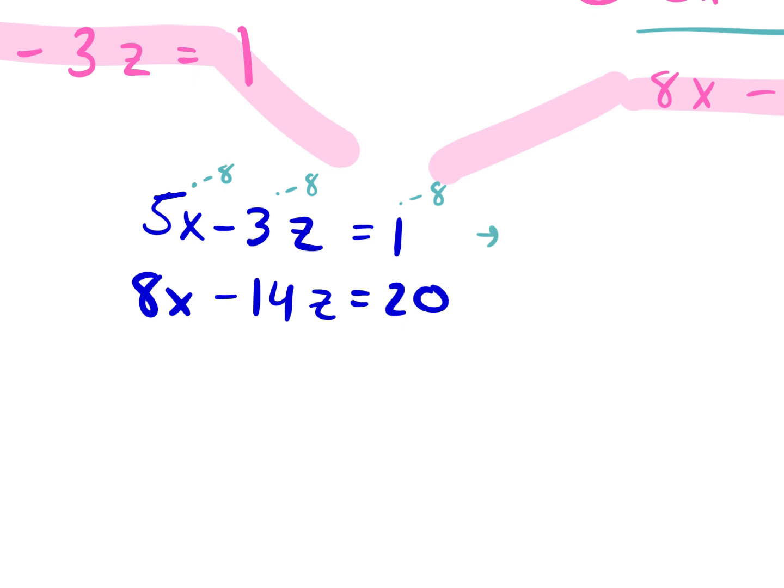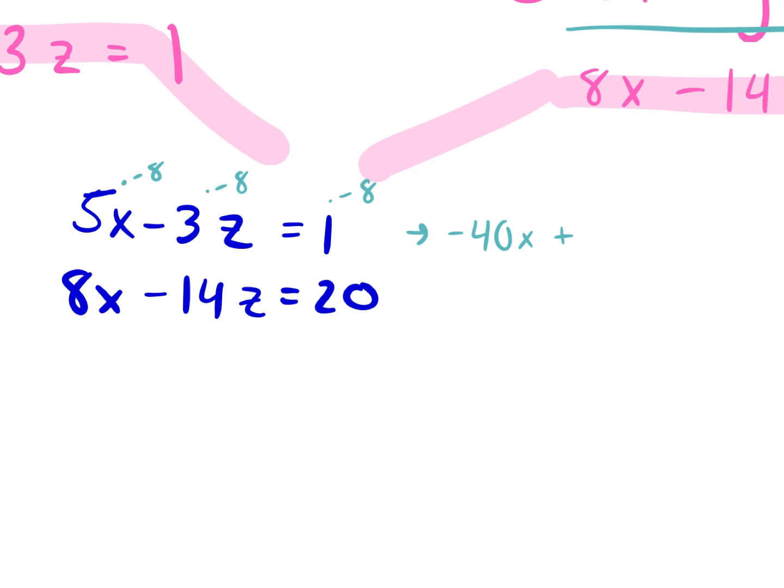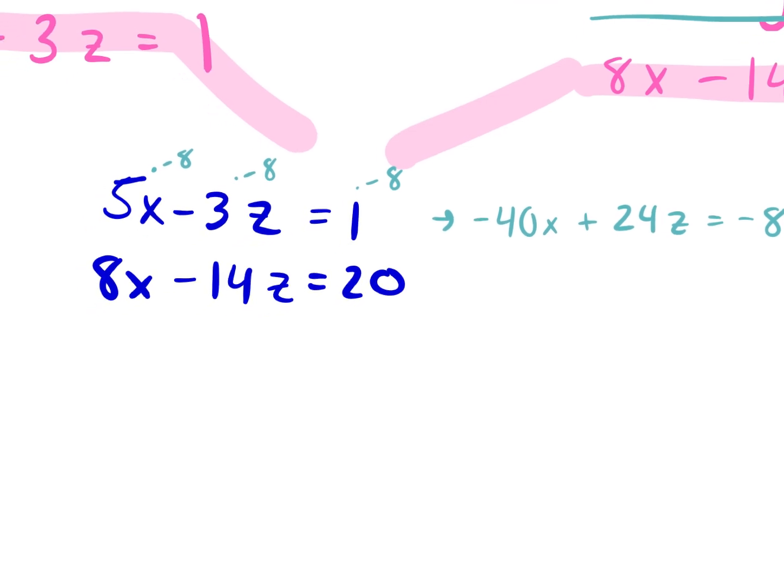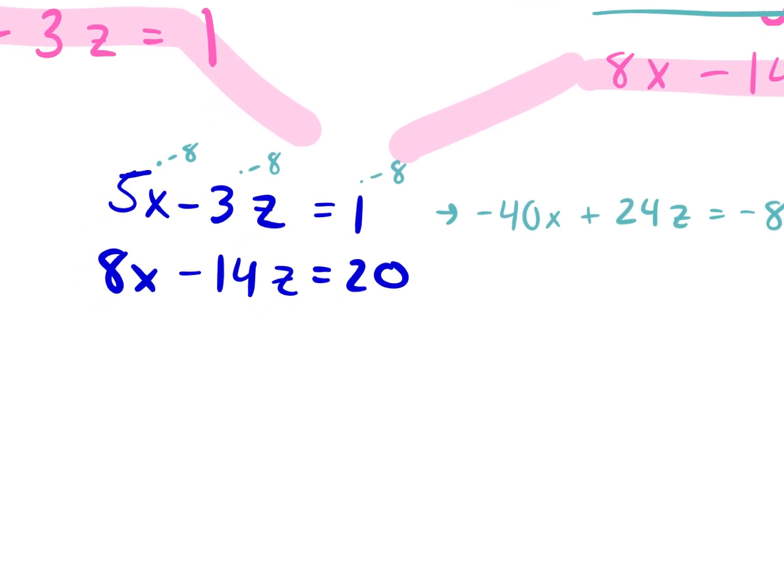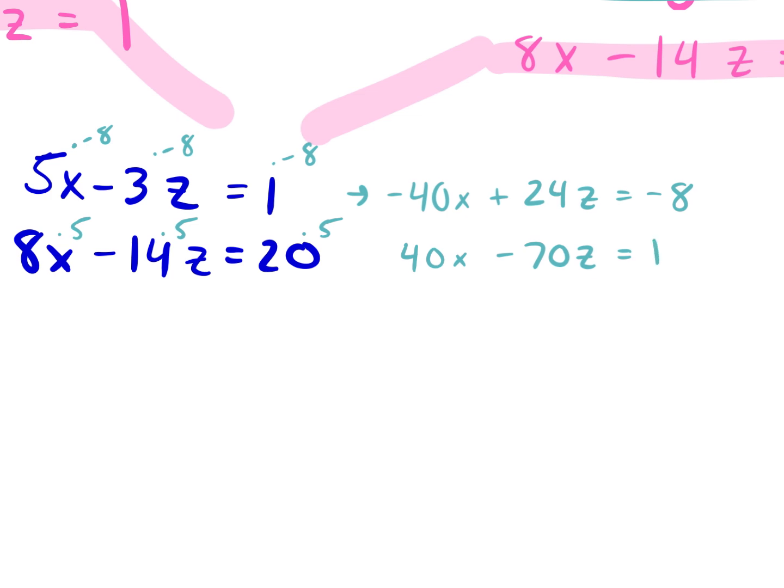So our new first equation is going to be -40x plus 24z is equal to negative 8. What do we need to multiply by our second equation? 5. Awesome. Everything in our second equation is going to get multiplied by 5. So now we have 40x. Negative 14 times 5 would be 70. Negative 70z is equal to 100. The x's now cancel.